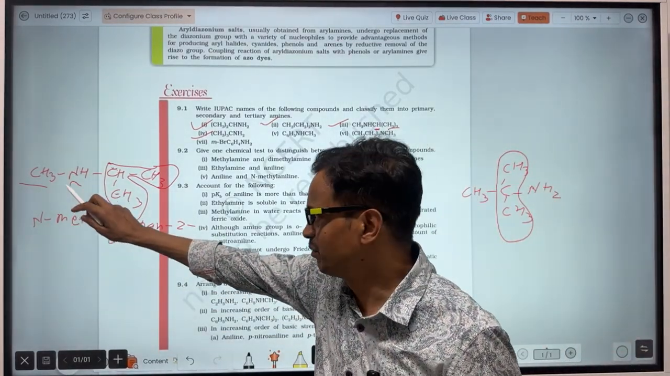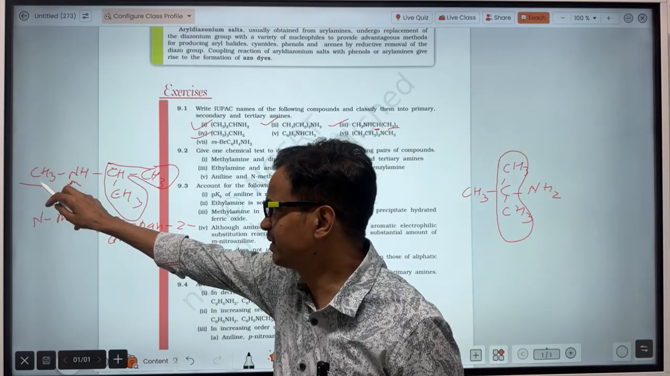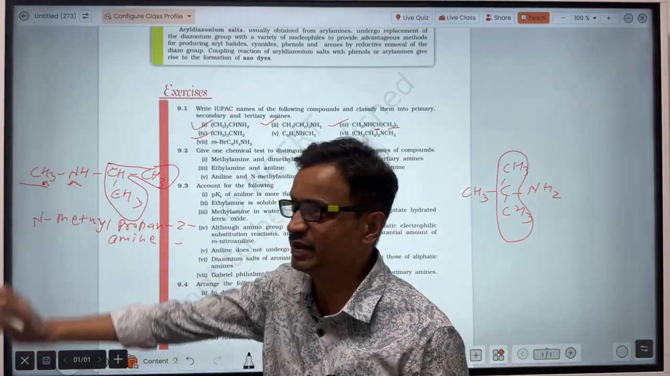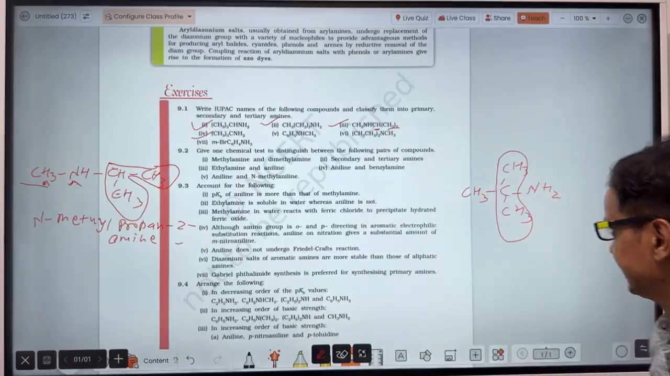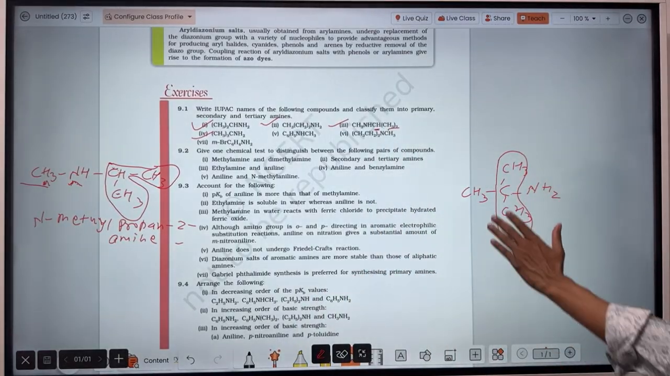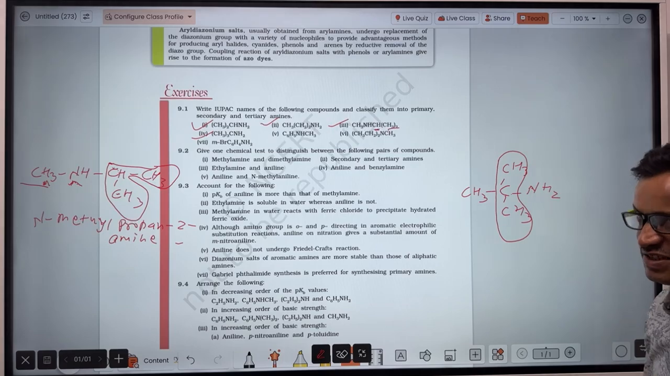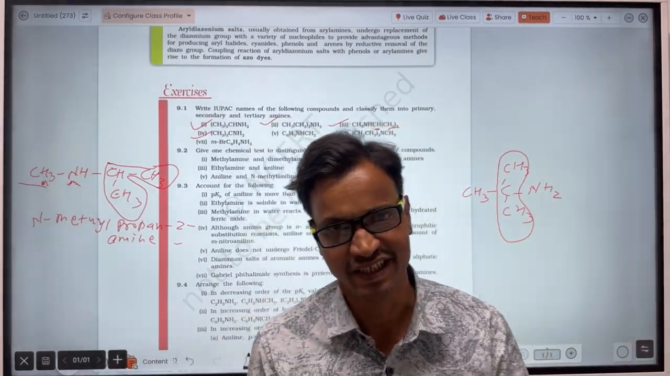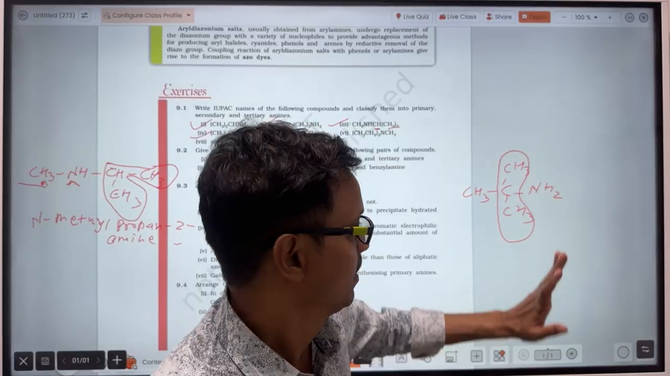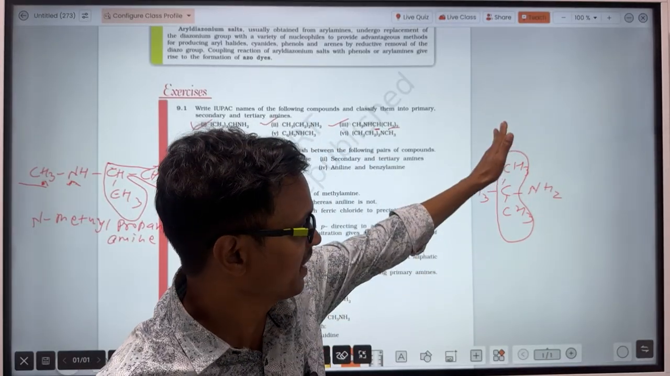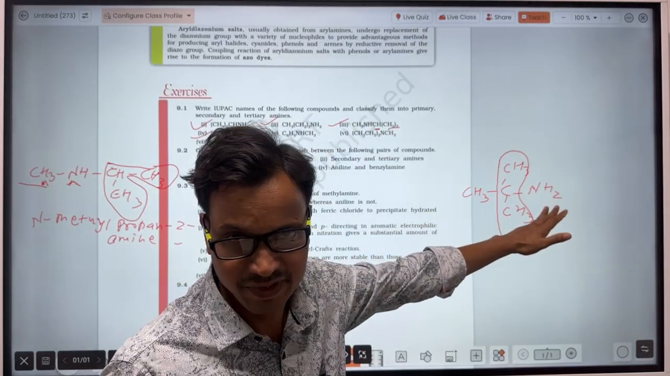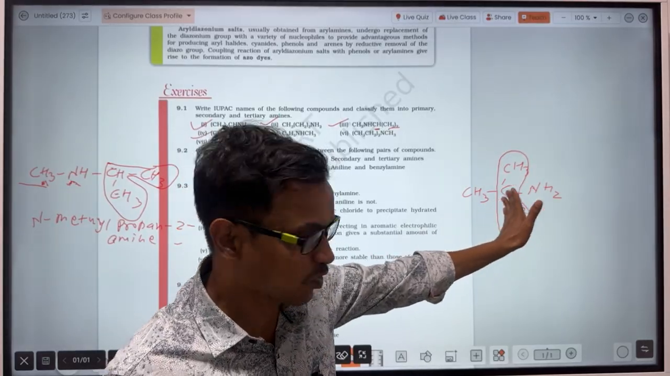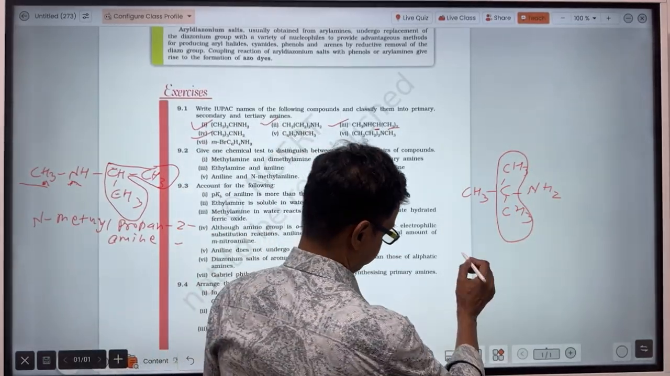In the previous case, the methyl was bonded to the nitrogen, so that's why we wrote N-methyl. But in this case, the methyl group is bonded to the carbon. So we simply write the position of the carbon and methyl, so it will be 2-methyl. And the main name will be propane 2-amine, because NH2 is at the second position. So that's why 2-methyl propane 2-amine.